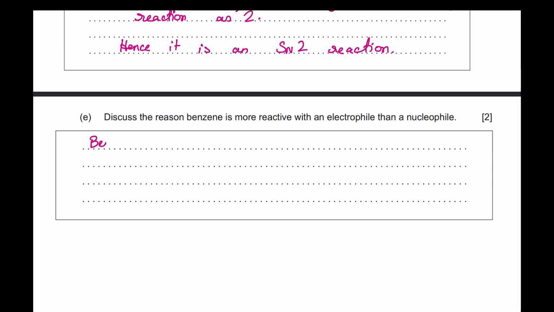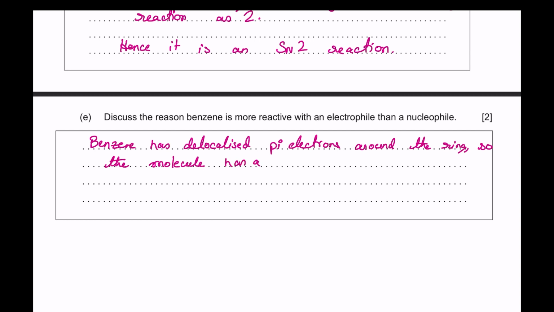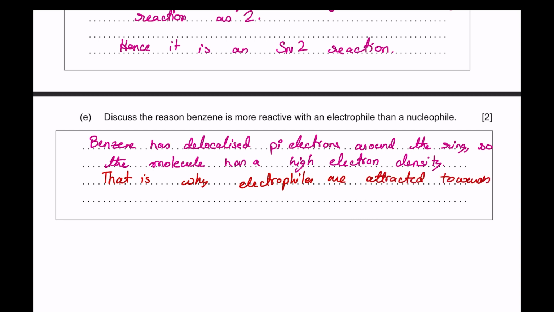So that's all. So let's write down. Benzene has delocalized or conjugated pi electrons around the ring. So the molecule has a high electron density. That is why electrophiles are attracted towards a benzene molecule and it is more reactive with them. That's all about the answer to this part E.